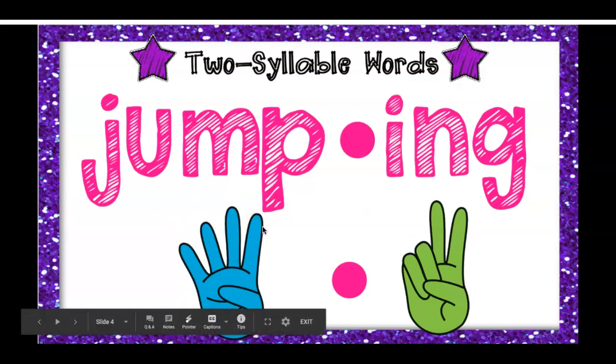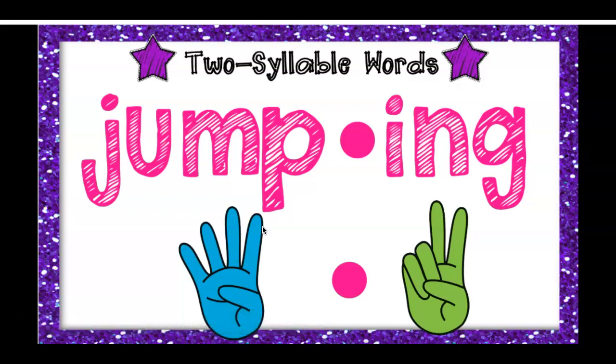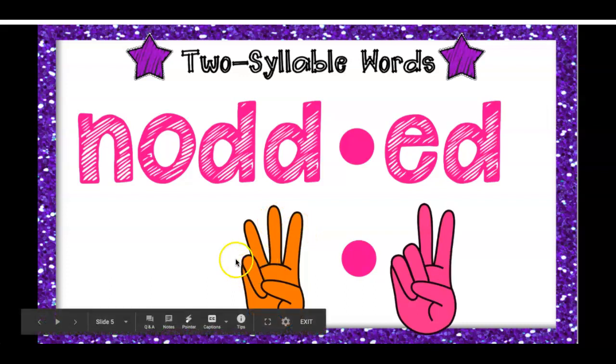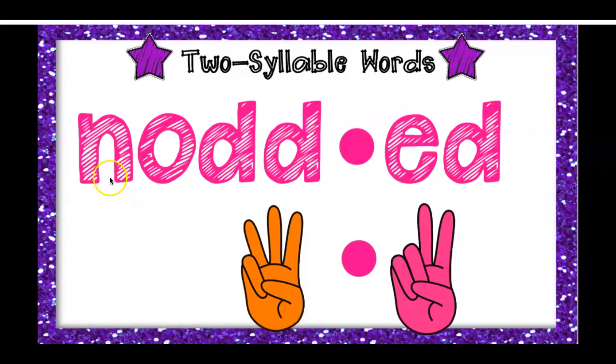So I want you to try this next one on your own. If you need help, look at the number of fingers. That'll tell you the number of sounds in the word. This word is segmented like this. Nod, ed, nodded.